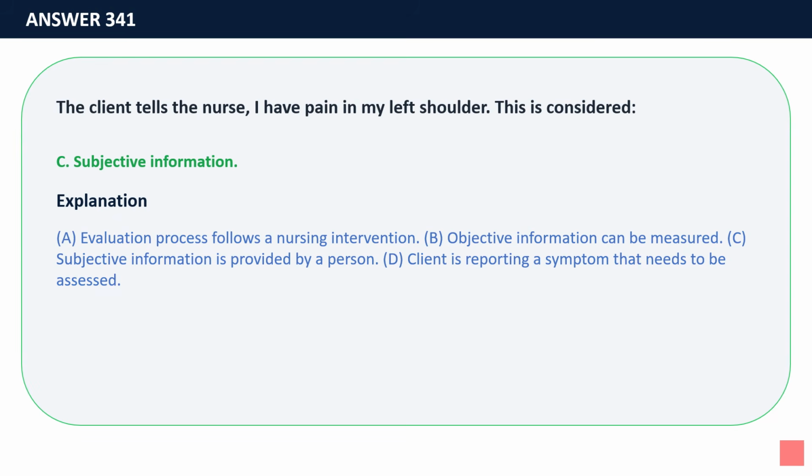Answer: C. Subjective information. Explanation: A. Evaluation process follows a nursing intervention. B. Objective information can be measured. C. Subjective information is provided by a person. D. Client is reporting a symptom that needs to be assessed.